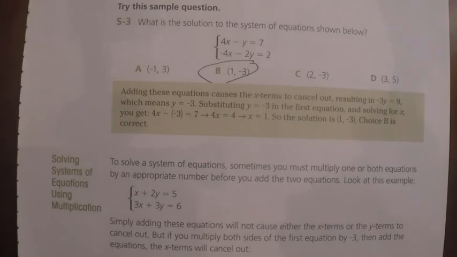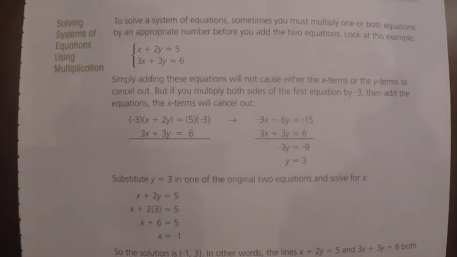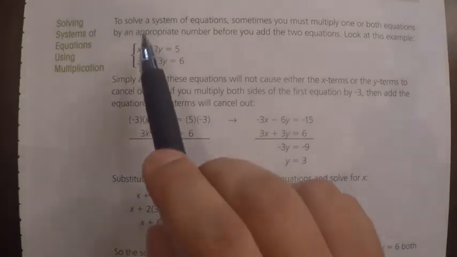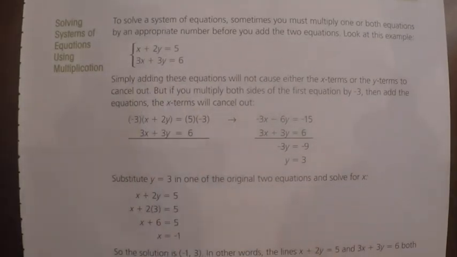All right, then the last one we're going to take a look at, the last way to solve systems of equations, is by using multiplication. So what we're doing with multiplication is we're trying to make the problem so that we can use a different method like elimination, but we have to multiply the equations first. So to solve a system of equations, sometimes you must multiply one or both equations by an appropriate number before you add the two equations.